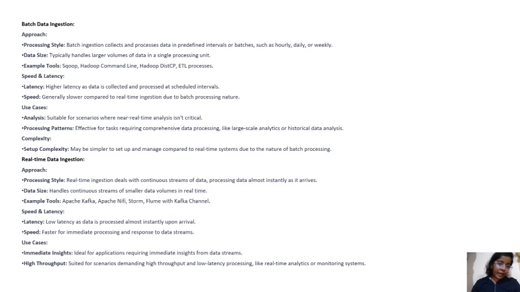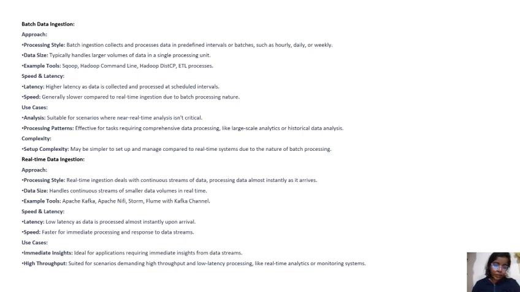Use cases: analysis suitable for scenarios where near real-time analytics is not critical and the processing pattern is effective for tasks requiring comprehensive data processing, like large-scale analytics or historical data analytics. Complexity: it may be simpler to set up and manage compared to real-time systems due to the nature of batch processing.